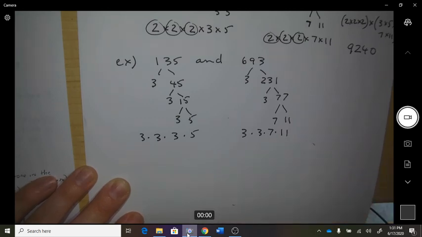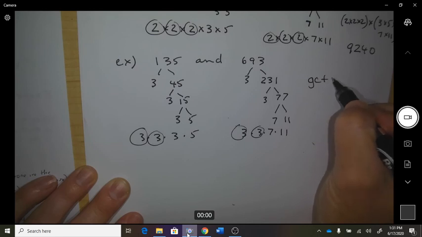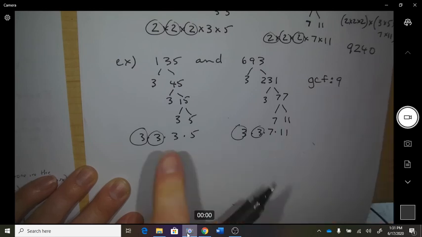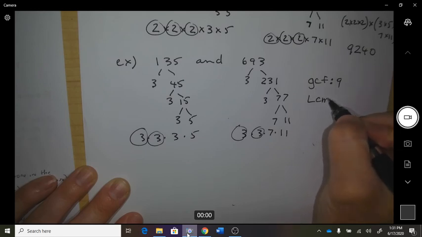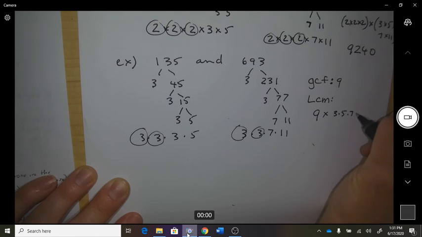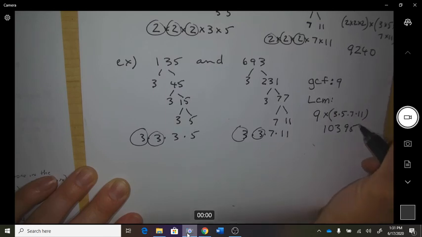Okay, so what do they have in common? That, and that's it. So the greatest common factor should be 9, because they have a 3 and a 3. And the lowest common multiple is that 9 times the leftover stuff. Okay, so that is 10,395.